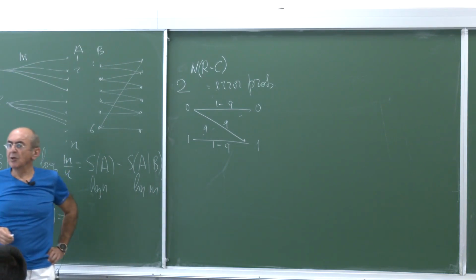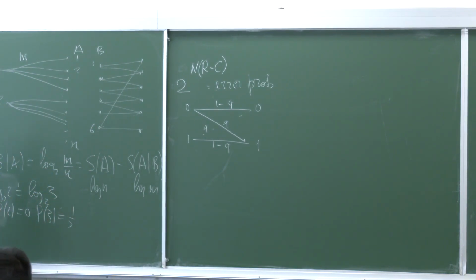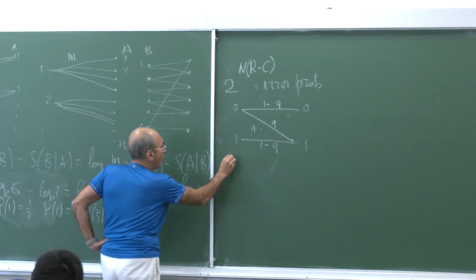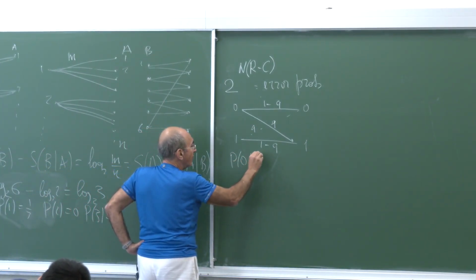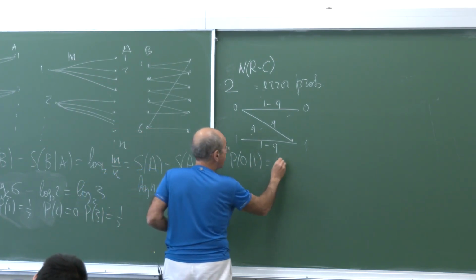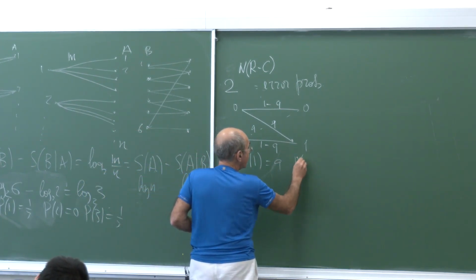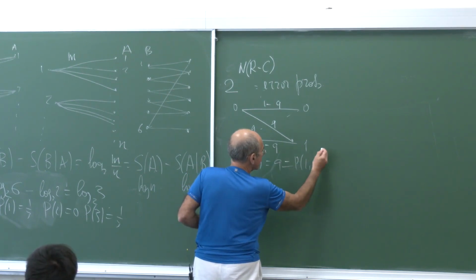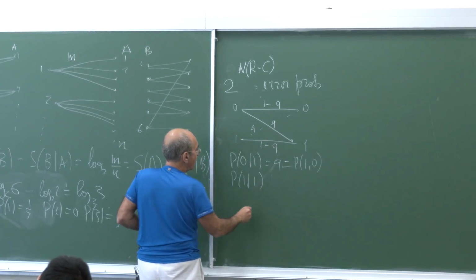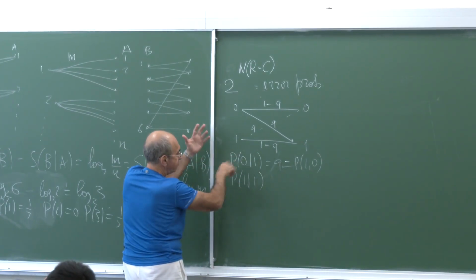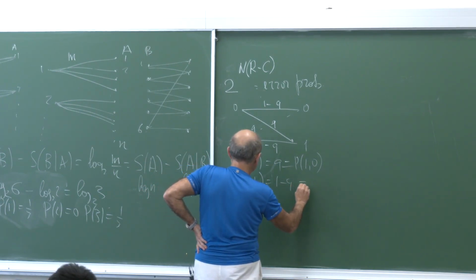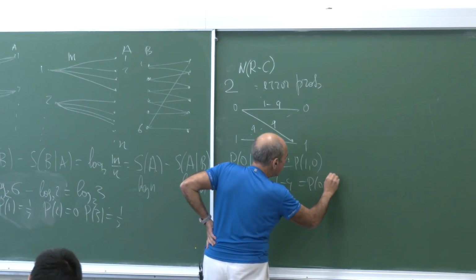Okay, so what you now have is that the probability of 0, 1 is a conditional probability which we need to compute. It's q. Probability of 1, 0 is the same, it's q. Probability of 1, 1, no matter what a or b, in both directions is 1 minus q. And this is also probability of 0, 0.